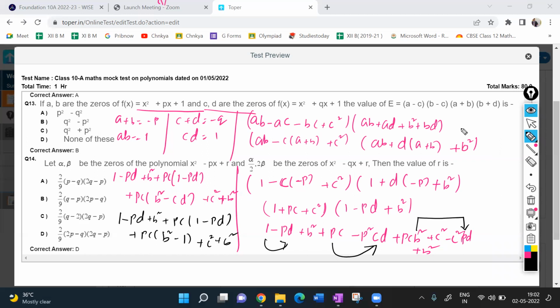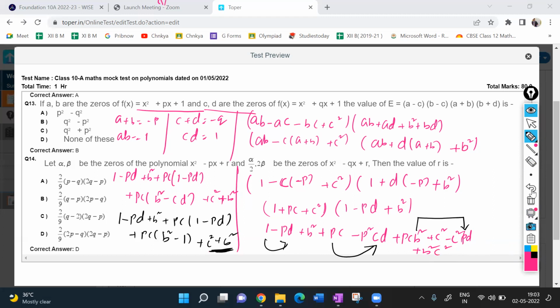Let's go with the last term. The last term, C square plus B square C, on the right side. Yes, sir. B square C square, I guess, because we multiply the last terms together. Yes, so that will do it.